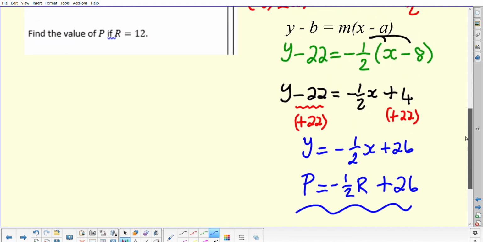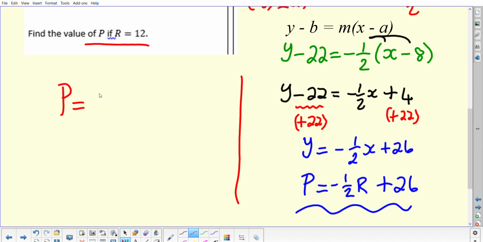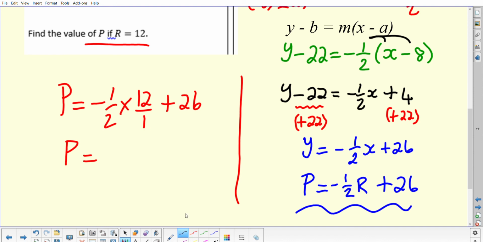You've then got this second bit, find the value of P if R is equal to 12, and so for that you would be saying P equals negative a half times 12 plus 26, so that would give us P equals negative a half times 12. You could do a bit of cancelling there, so you do 2 into 12, you get 6, so you get negative 6 plus 26, which is going to give us P is equal to 20.